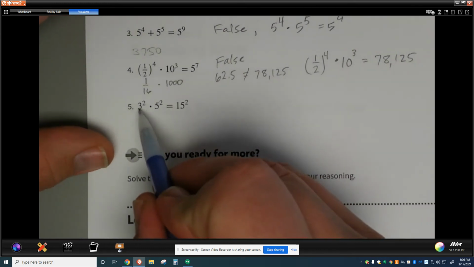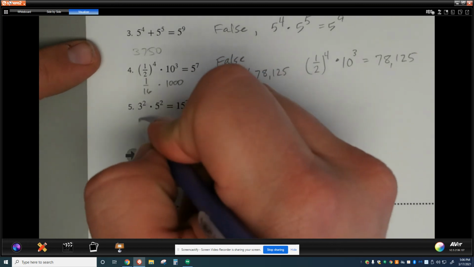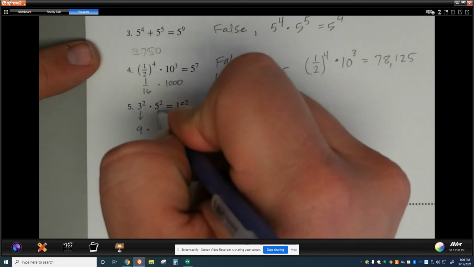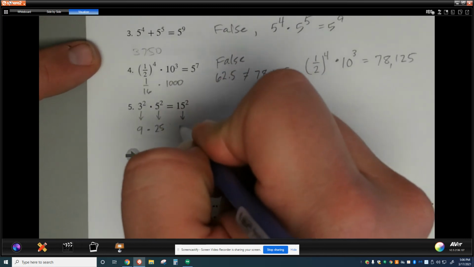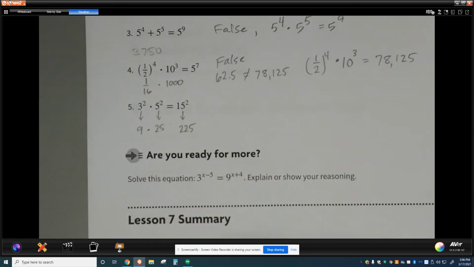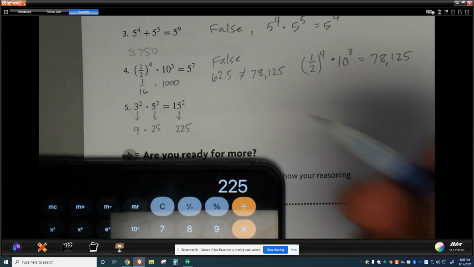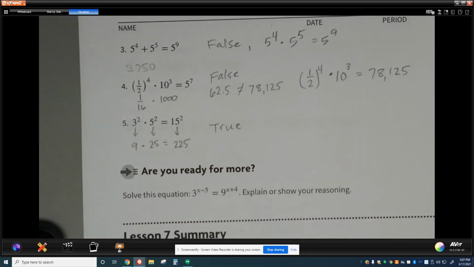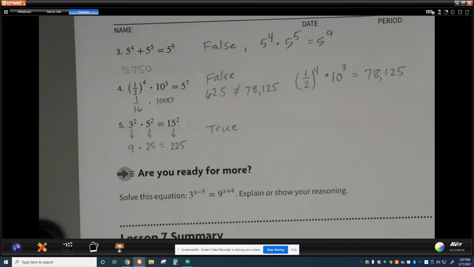The last one, again, doesn't look like it's quite right from the beginning. It looks like all they did is multiply the bases and then just kept the exponent. Let's see what happens. 3 to the 2nd power we can evaluate to 9 times 5 to the 2nd power is 25. And 15 to the 2nd power is 225. And I believe that's actually a true statement. 9 times 25 is 225. So this is a true statement. So the big story is this: don't judge a book by its cover. Just because it doesn't look true based on the rules we've been using doesn't necessarily mean that it's false. So be careful with that.